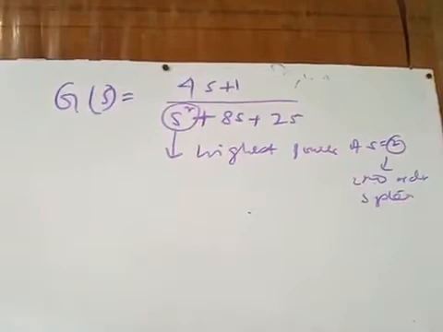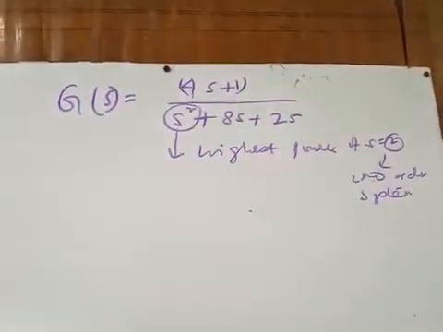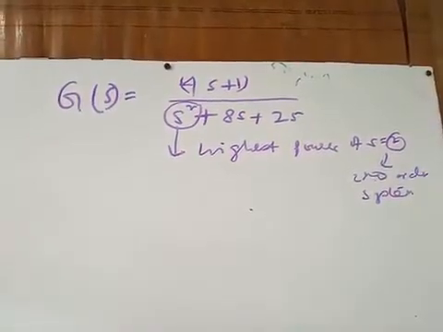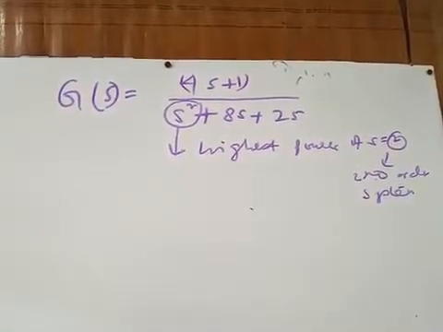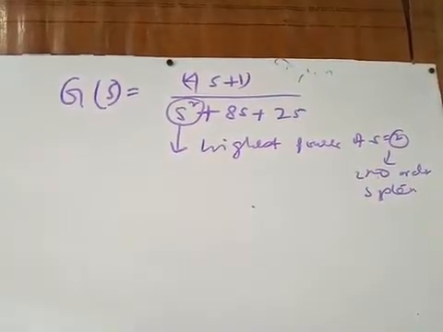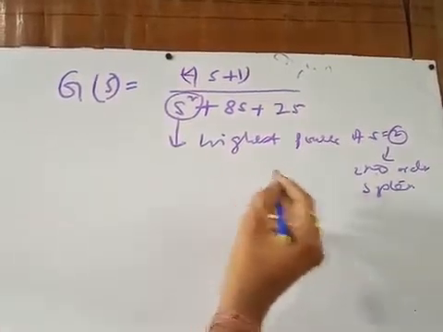Whatever may be the power of s in the numerator, say 4s plus 1, or only 1, or 4s square plus 1, or 4s cube plus 1, whatever. You need to concentrate on the highest power of s in the denominator. This is known as the order.